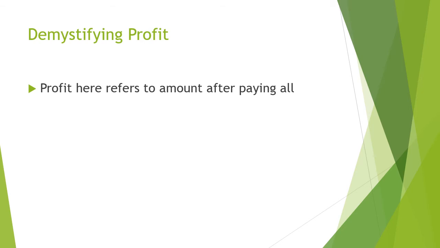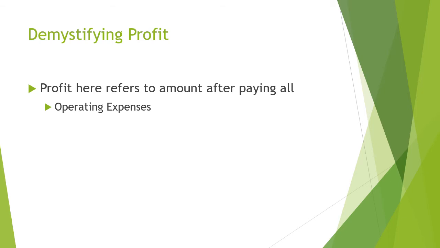Now let's demystify profits. Profit here refers to the amount after paying all operating expenses. When I'm running a business, I pay operating expenses. For example, I pay cost of goods sold, and then I pay expenses pertaining to electricity charges, fuel charges, etc., which go into manufacturing, which might be indirect expenses.